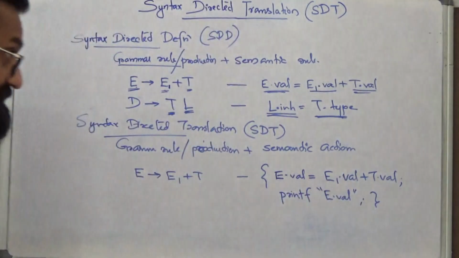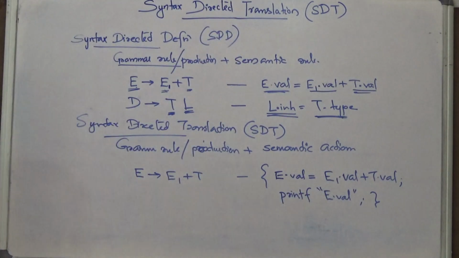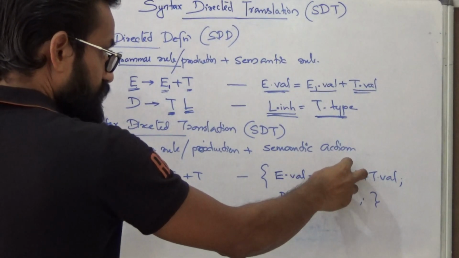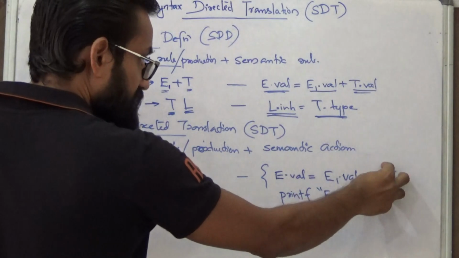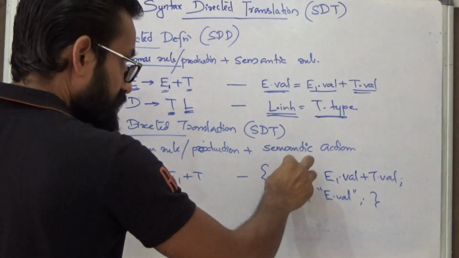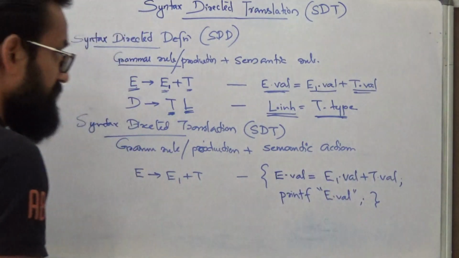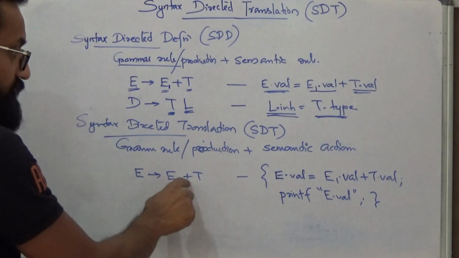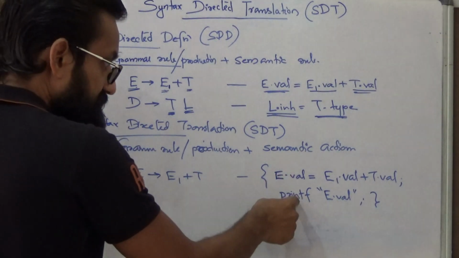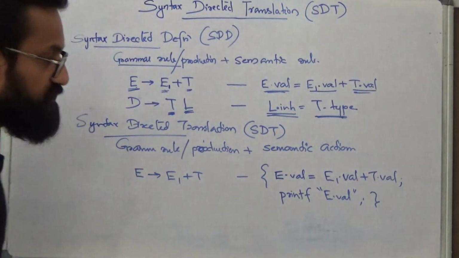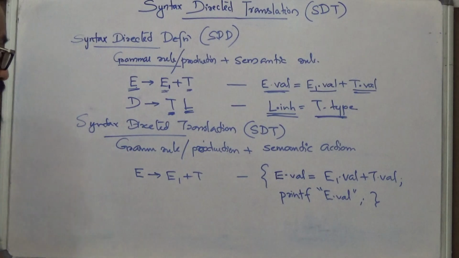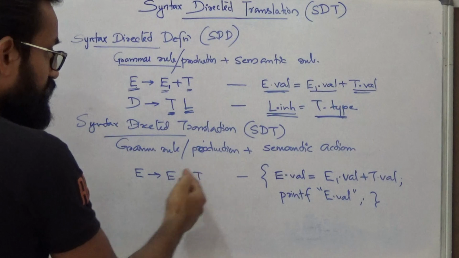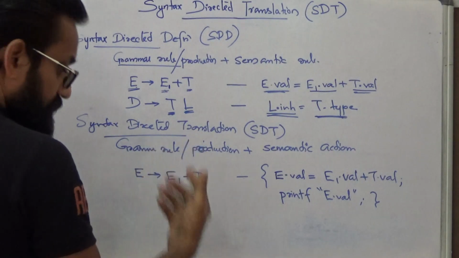So in this case you are having multiple actions. First it performs this operation. The attribute value E1.val will be added with T.val, and that will be given to E.val, and that value will be displayed. So whenever you process the subtree corresponding to E giving E1 plus T, these are the sequence of actions to be performed. If you consider this case, here you are associating an attribute value to each non-terminal.